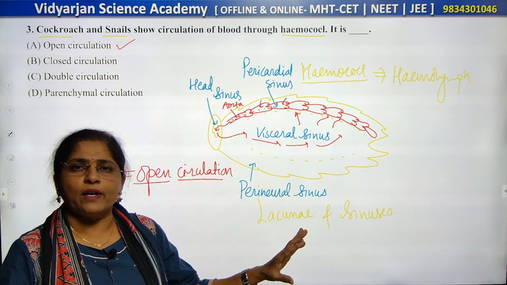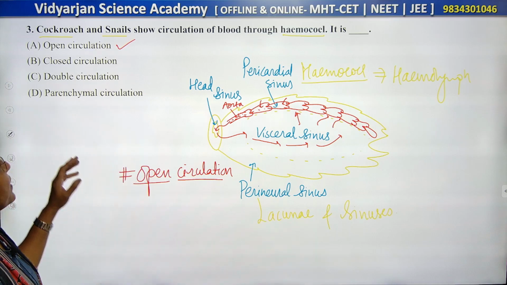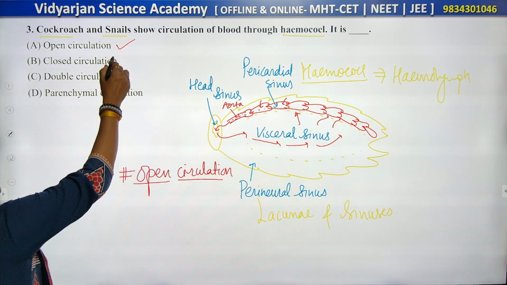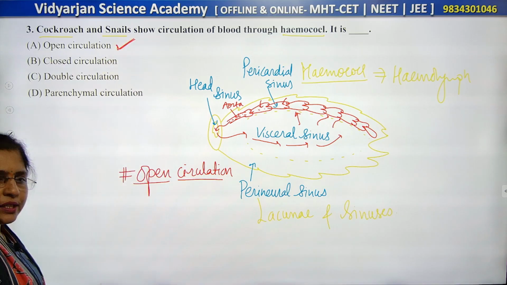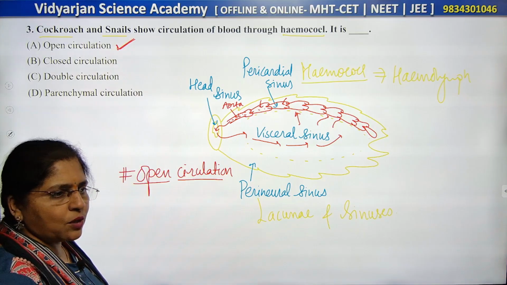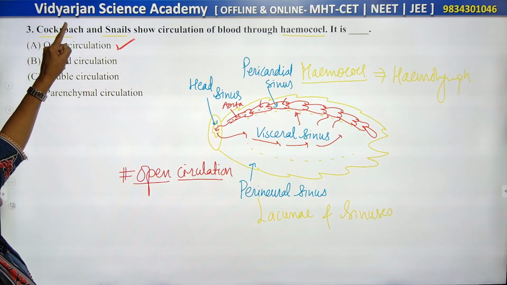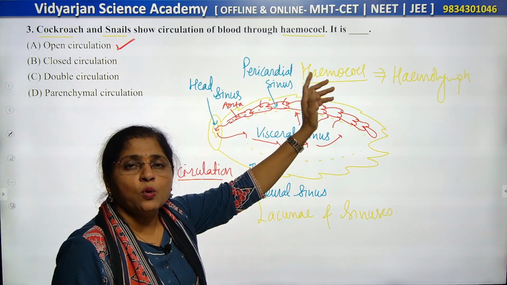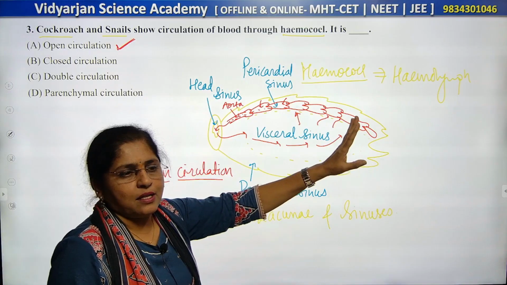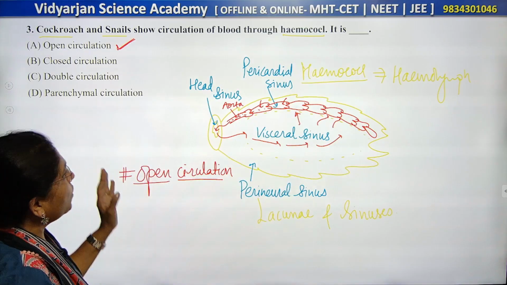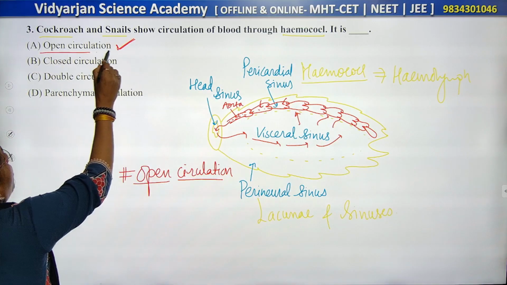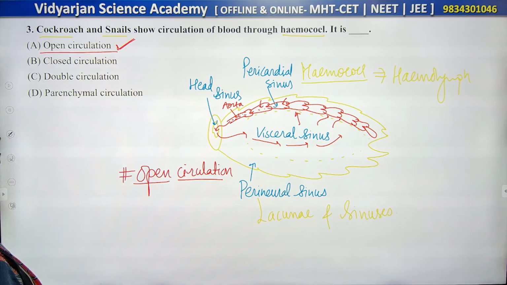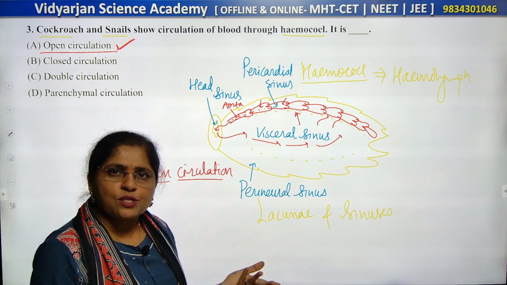So what is the overall answer? You got the answer here. The answer here is open circulation. Got it? So you can tick your answer. You just read the question carefully. Again, I am repeating the question. Cockroach and snails show circulation of the blood through the hemocoel, and which type of circulation is it? So remember that it is open circulation. Now let us move to the next question.